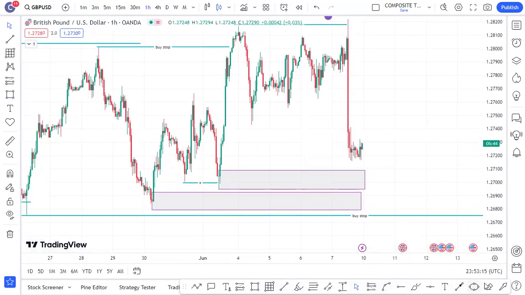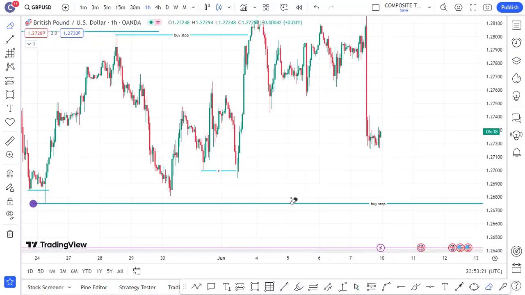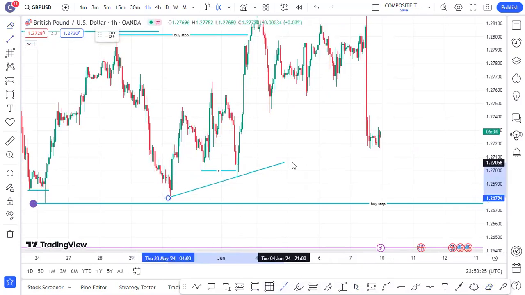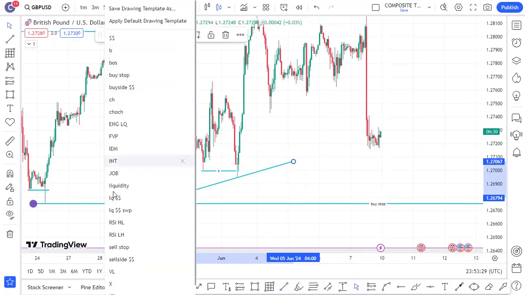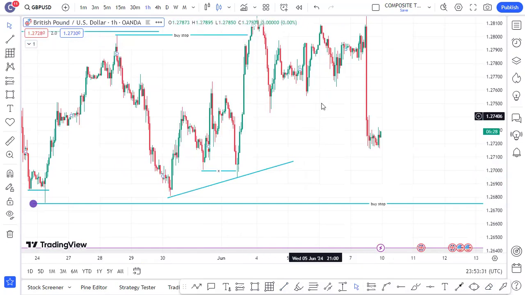So possibly, I'll prefer to stay away from these two levels, because for me, they just look like the liquidity zones there. Call them the liquidity levels there.